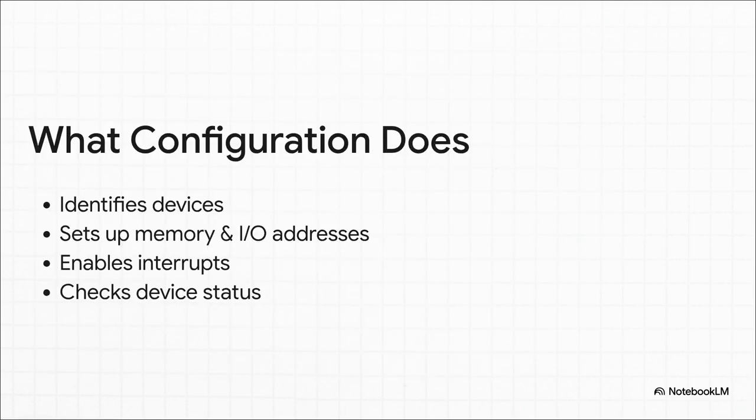So what's actually happening during configuration? Well, it's like a critical pre-flight checklist. First, the system has to identify the device, like, who are you? Then it needs to set up its resources, carve out some memory and I/O addresses just for it. It also has to enable interrupts, which is how the device gets the system's attention. And finally, it does a quick status check to make sure it's good to go. This whole checklist is what makes plug and play a reality.